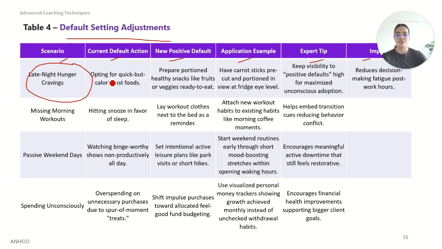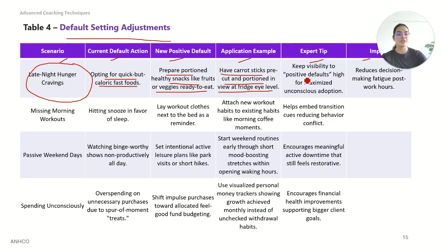The current default action is opting for quick but calorie-fast foods. Now the new positive default is that you can prepare portioned healthy snacks like fruits or veggies which are ready to eat around you. Example application: you can have carrot sticks pre-cut and portioned in view at the fridge eye level.